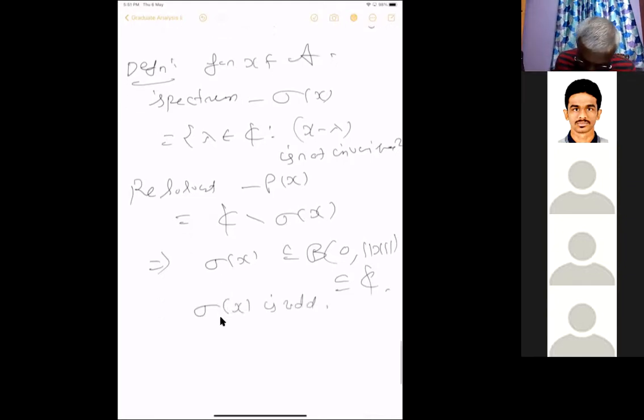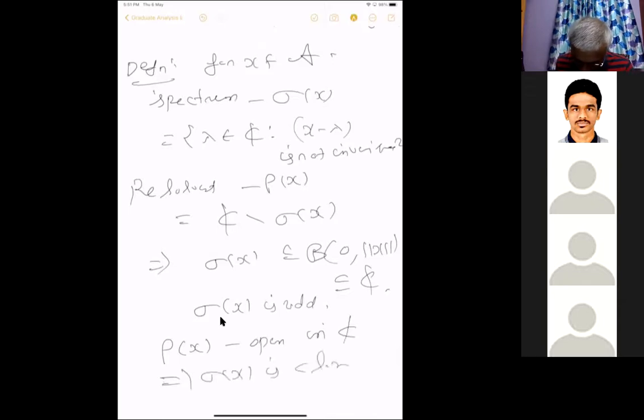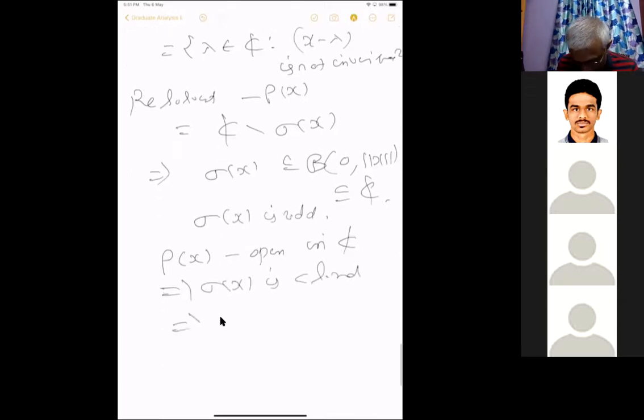And rho x is open in C, since the addition map is continuous and all that. So this implies sigma x is closed. It's closed and bounded, so sigma x is compact.